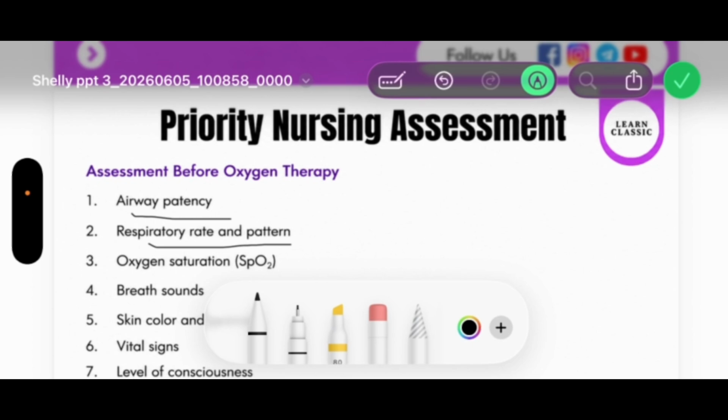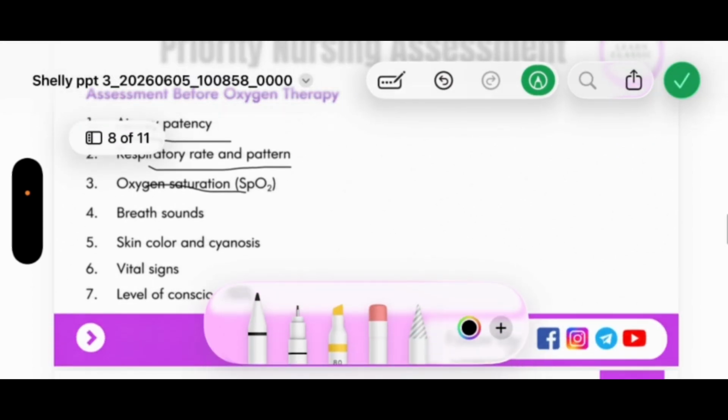Then oxygen saturation. According to the saturation level, if the patient requires only a little amount of oxygen, then it can be managed by nasal cannula. If the patient requires more oxygen for a longer period of time, then maybe mechanical ventilation is required. So we have to check the saturation as well. Then breath sounds; in a pneumonia patient or an asthma patient, you can find different sounds. According to that, we have to administer.